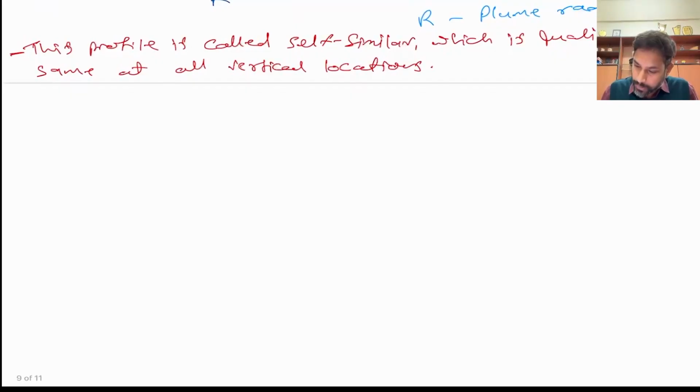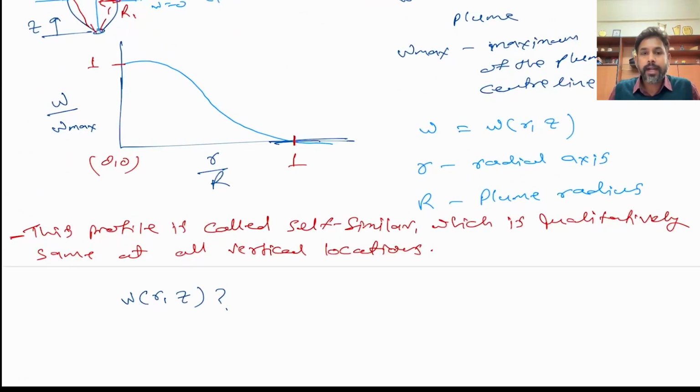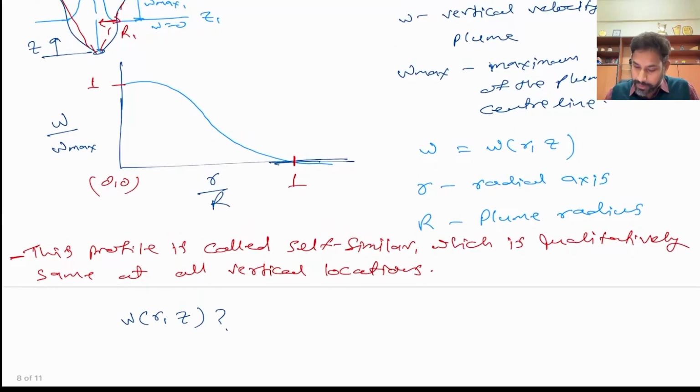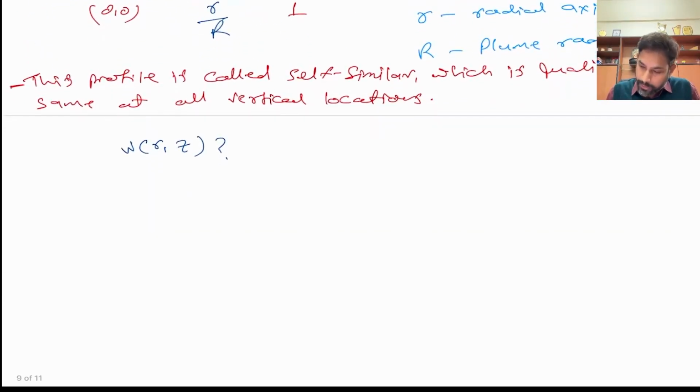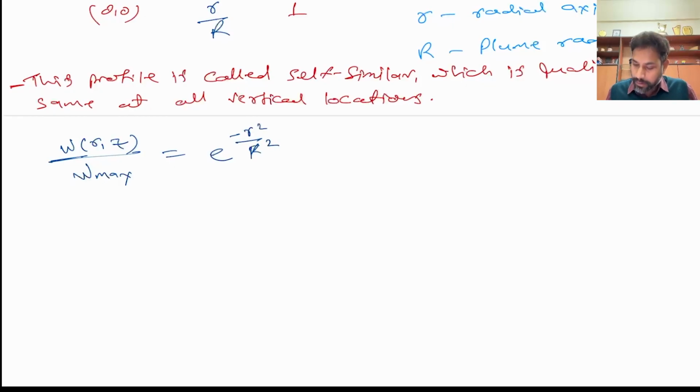Okay, so what we are trying to do is we are trying to find this velocity profile w as a function of r and z. Okay, so as we already seen, w by w max, that remains same. Okay, if we try to define that as r by capital R, and we have seen that this is a Gaussian profile, so we can assume that, so w here is function of r and z. If we divide by w max, that must follow e to the power minus r square by capital R square.